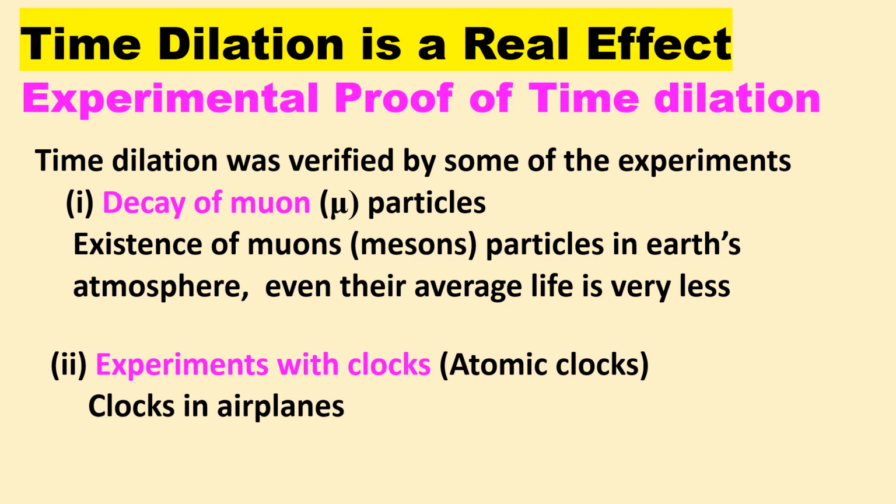Now we will see that this is not just a theoretical formula, but time dilation is a real effect, and there is some experimental proof of it. We will see two experiments. First, time dilation was verified by the decay of muon particles, because of the existence of muon particles on the Earth's surface, which we will see in the next slide. Also, some experiments were made with atomic clocks, very precise clocks, which were put in airplanes to see the effect of velocity on time. So we will see.